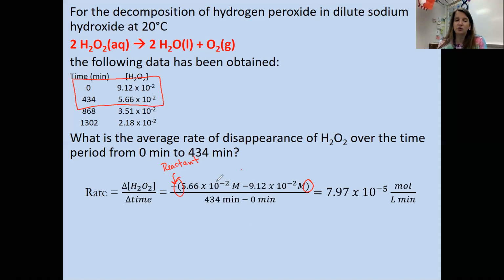Okay, so either do the subtracting first and then enter and then divide, or put the subtraction piece in parentheses so that way you make sure that you're subtracting and then you're dividing. Okay, so our answer for this one is going to be 7.97 times 10 to the negative fifth. And our units are moles over liters times minutes. Moles over liters is our unit of concentration, and then minutes is our time.